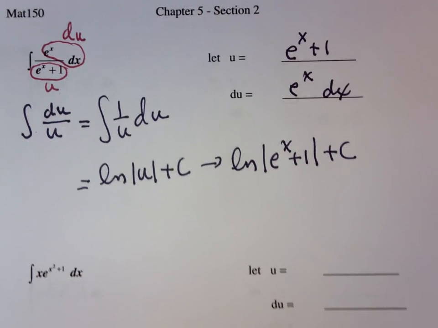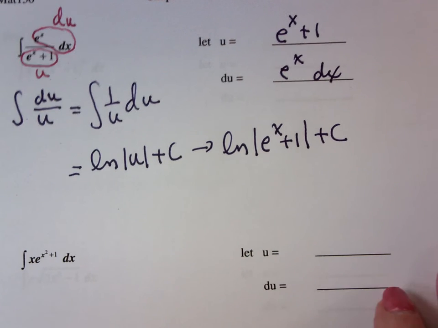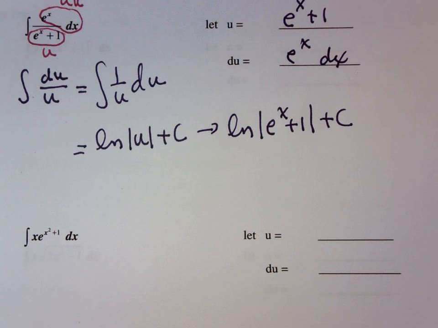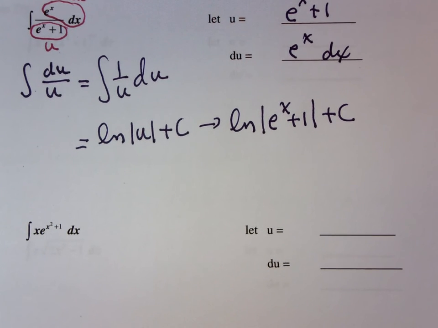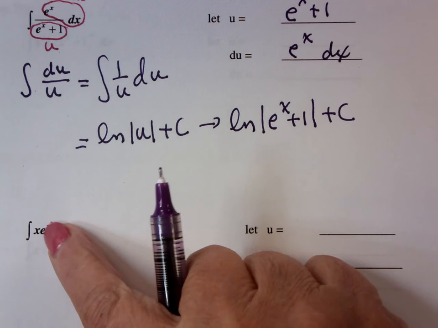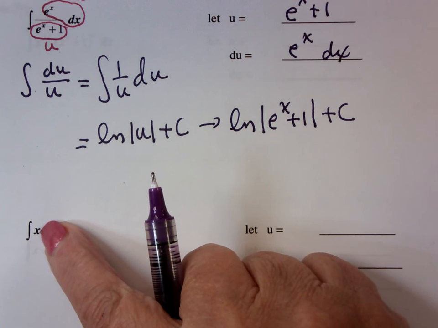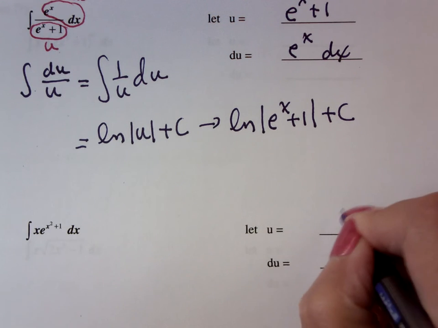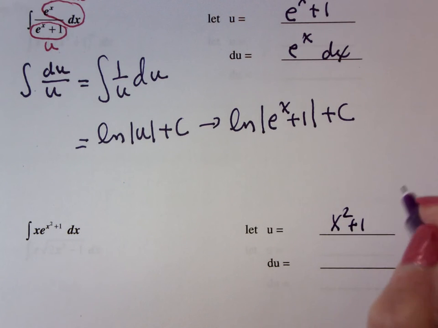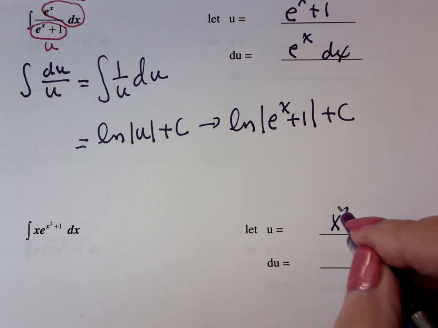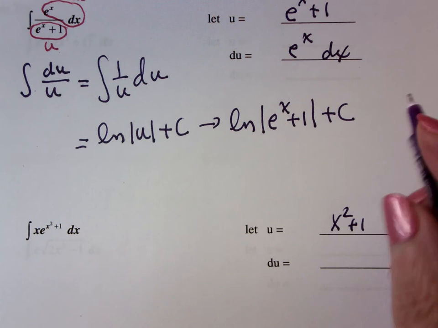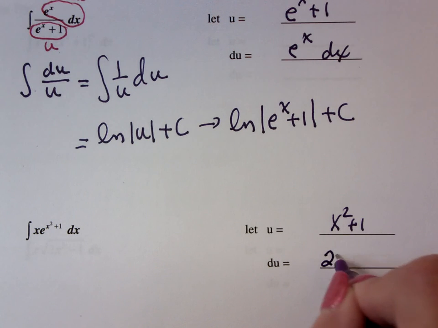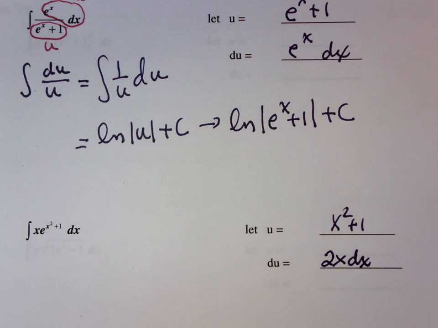As long as you know your derivatives, you're not in too bad a shape. What's u? x squared plus 1, because if I differentiate x squared plus 1, what do I get? 2x. That's where that x came from that's sitting in front of here. So u is x squared plus 1. Remember I said 90% of the time u is the exponent of e. 2x dx is the derivative.